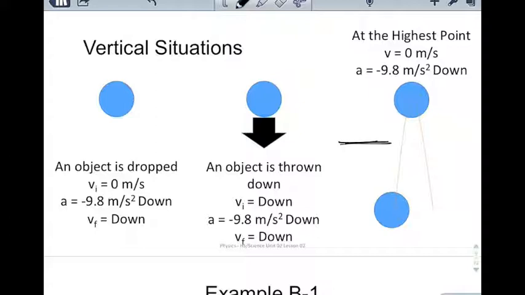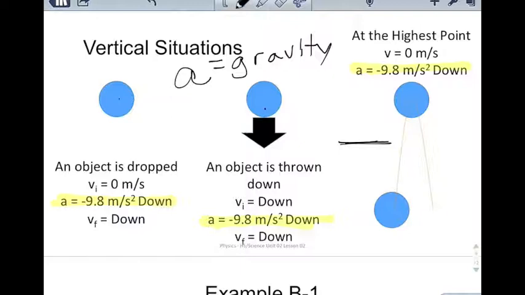If you look, there's a key factor between all of these, and that is the acceleration. The acceleration right here, in all of these situations, whether an object is thrown up, whether an object is thrown down, whether an object is at its highest point, it doesn't matter. Whenever an object is allowed to move vertically, it has an acceleration of negative 9.8 meters per second squared. That is because it is the acceleration of gravity. Gravity does not change based on whether you drop a ball, throw it down, throw it up, whether it's at its highest point. Earth's gravity is always the same number.